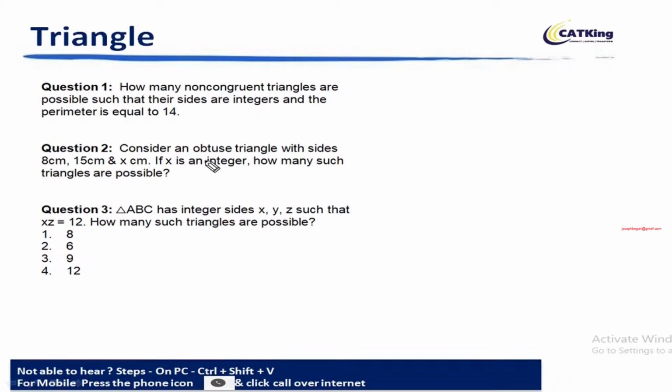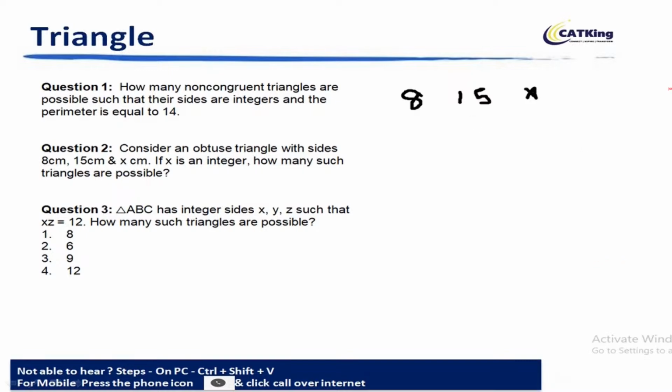The second question here says, consider an obtuse triangle with sides 8, 15 and x. One side is 8, the other side is 15, and the last side is x. We don't know the value of x here, but we do know that x is an integer, right? The question says, how many such triangles are possible?